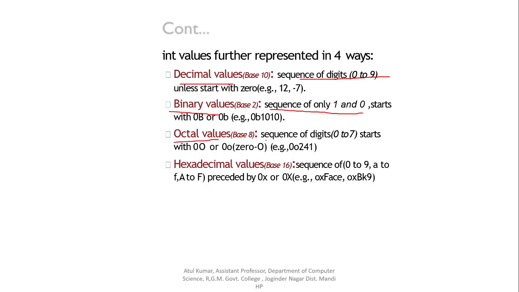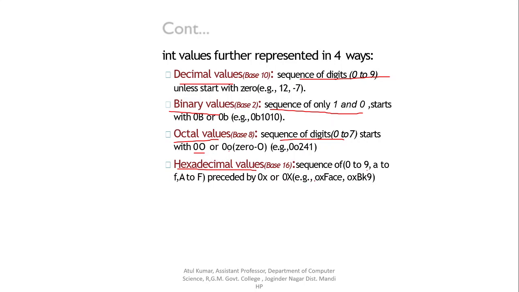Next is octal value. It is a sequence of digits from 0 to 7, and it always starts with 0o or 0O. Next is hexadecimal values, a sequence of 0 to 9, a to f and capital A to F, and they are preceded by 0x or 0 capital X.